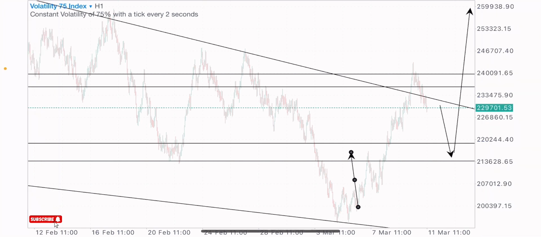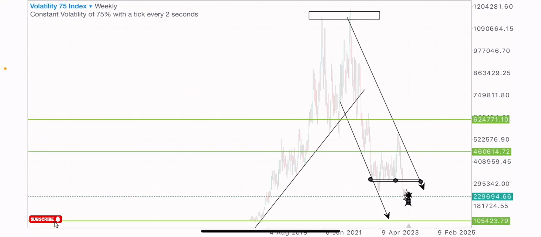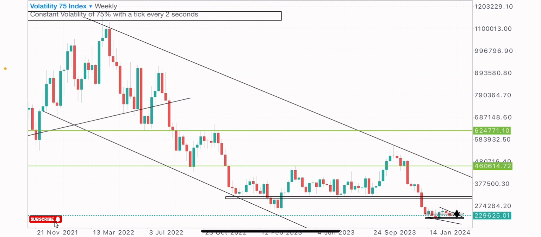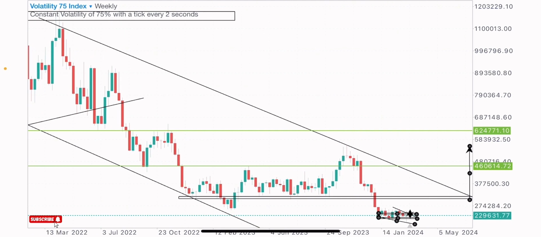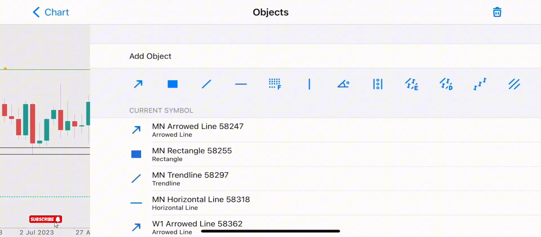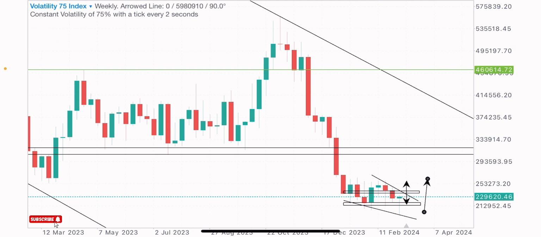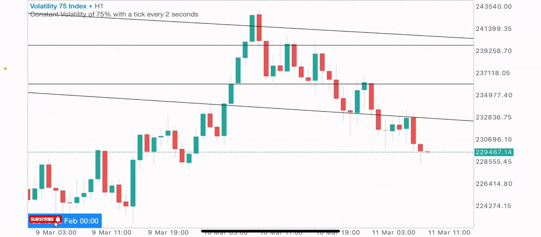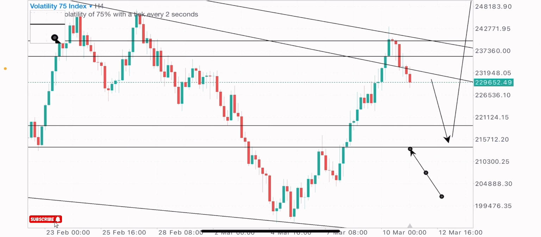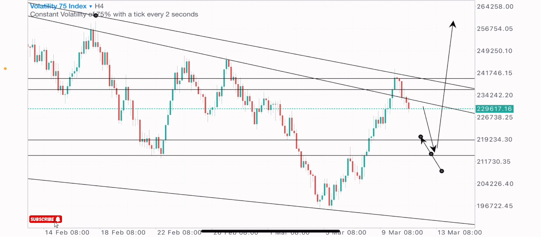And I saw a formation on the weekly time frame. This weekly time frame candle closed in a bullish form, which means that we could get a bullish week on the Volatility 75 index. You can see this last weekly candle is a bullish candle. So we could see the buys, but before the buys, we could get a little retracement, a little sells to this zone for the buys. So that's my trade projection.